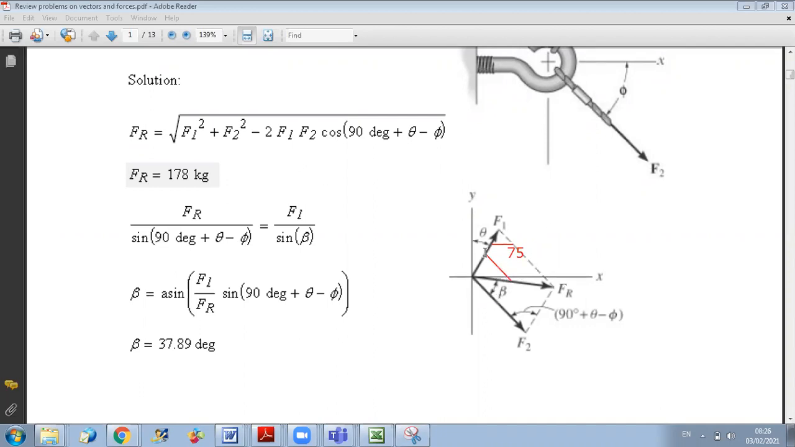Because look, if I want to work with this angle, I will call it angle X. Okay, what should I write if I want to find X? I will write it's equal to F2 over, because the opposing edge to this angle is F2. So it's F2 over sine X. So in this way, I can calculate angle X.